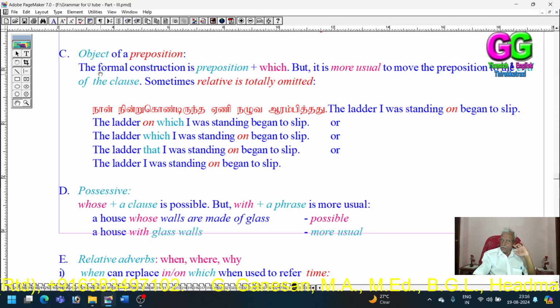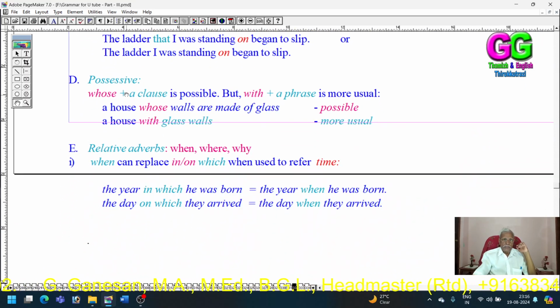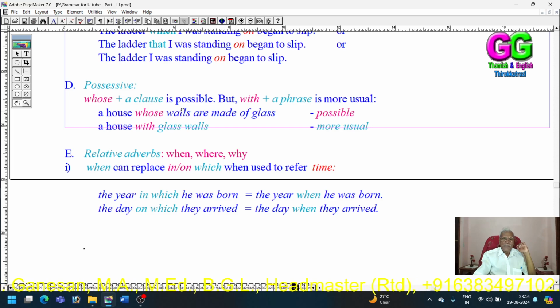When the relative pronoun is used as the object. Normally, whose plus a clause is possible in a possessive clause. But who plus a phrase is more usual. Whose plus a clause is possible, but mostly, with plus a phrase is used by people.